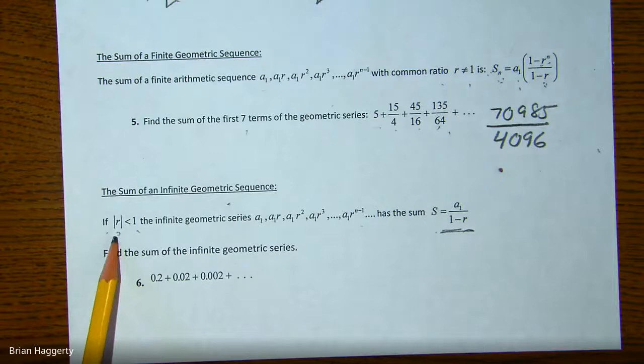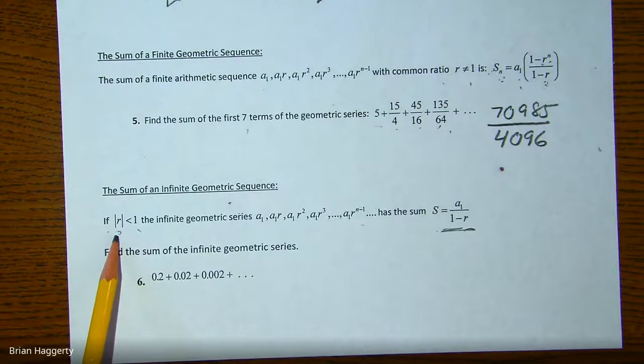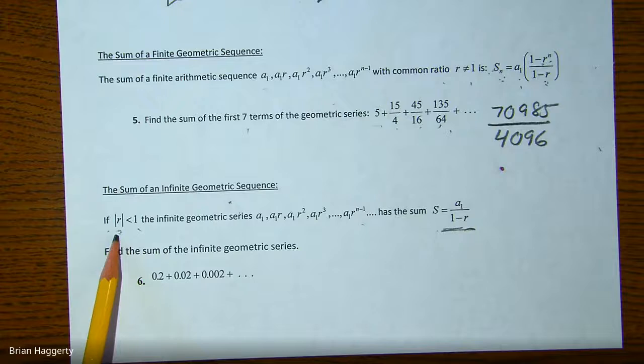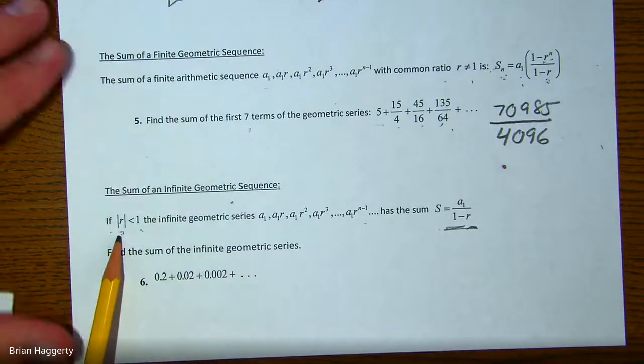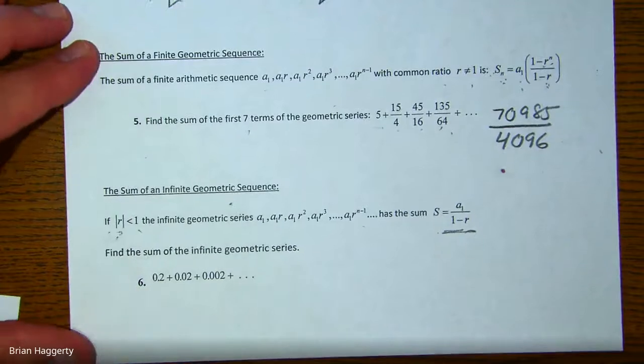If it's bigger than 1, then it would be like times 2. So you'd have 1 pizza, then you're eating 2 pizzas, then you're eating 4 pizzas, then you're eating 8 pizzas. And that's just too much pizza. Food comas would ensue. All right, so this is our infinite geometric series.